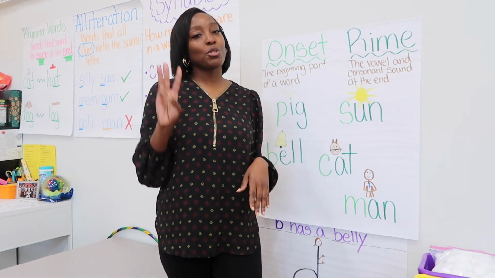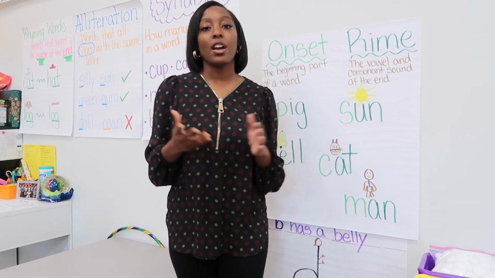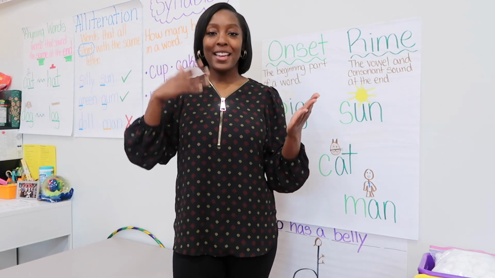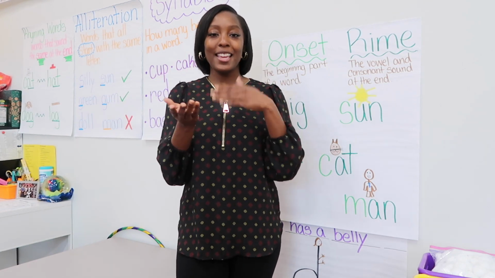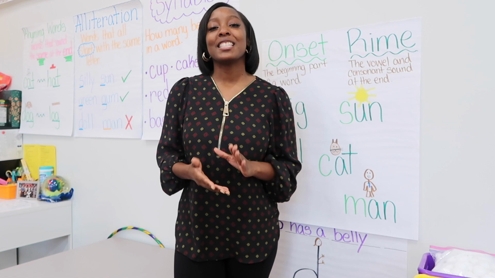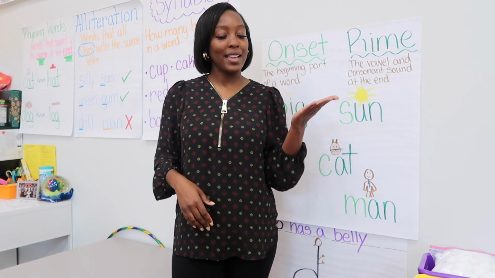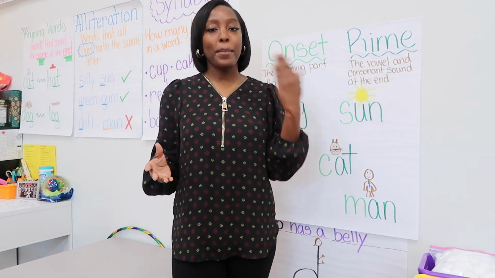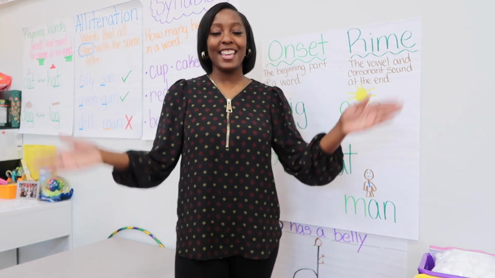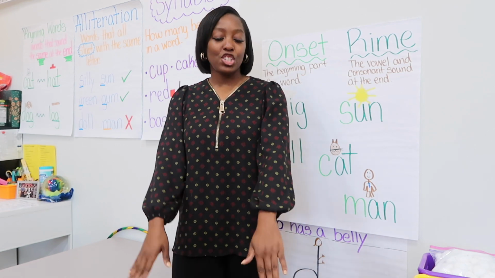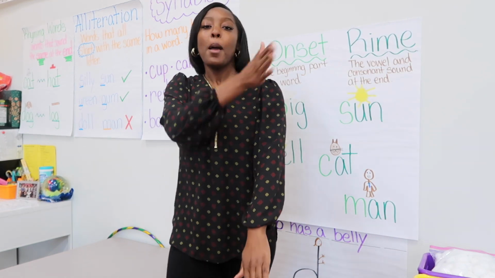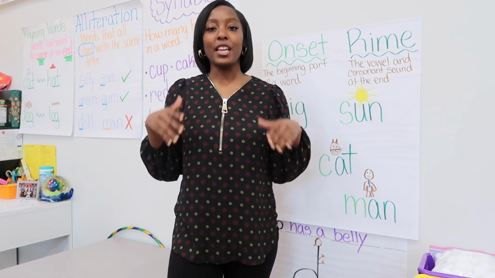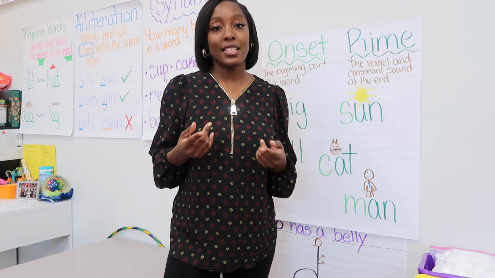So those are my 3 strategies that I use to teach onset rhymes. Remember, the first one was egg, egg, egg, egg, egg, pig. The second strategy was egg, egg, egg, pig. And the last strategy was egg, egg, egg. And so that is how I teach onset rhymes.